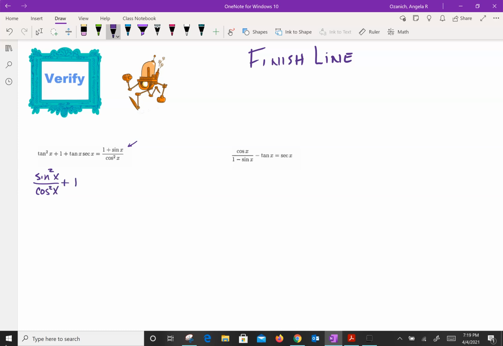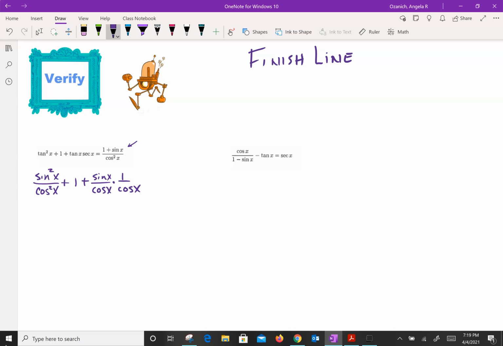I'm going to leave the 1 alone for just a second until I see what's happening here. I'm going to change tangent to sine of x over cosine of x. I'm going to change secant to 1 over the cosine of x. And remember, we're not changing the right side. We're just trying to manipulate this left side to make it look like that right side. So let's see what I have.